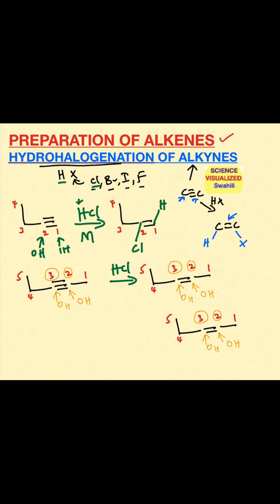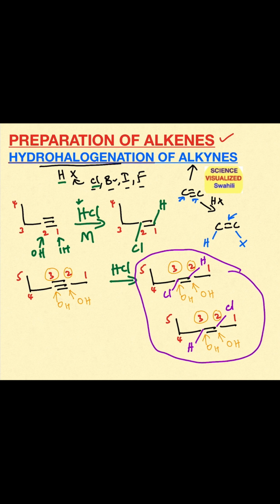But now you add H and Cl across the double bond. So in the first case, you add hydrogen and Cl across the double bond, hydrogen to carbon number 2 and Cl to carbon number 3. And in the second case, you actually have the opposite. You have hydrogen added to carbon number 3 and the Cl to carbon number 2. So you end up with a mixture of products. So we say no selectivity in that case.